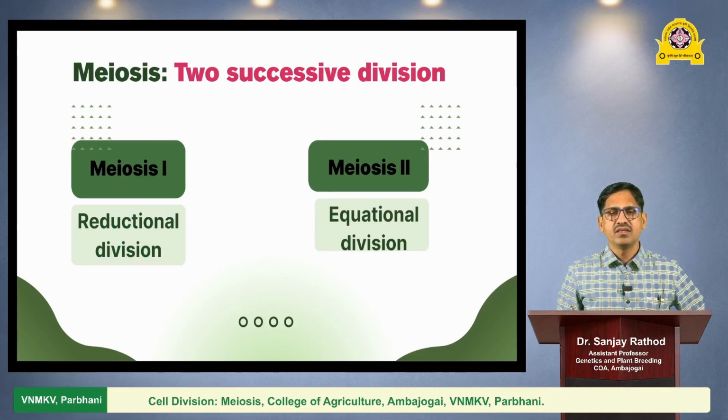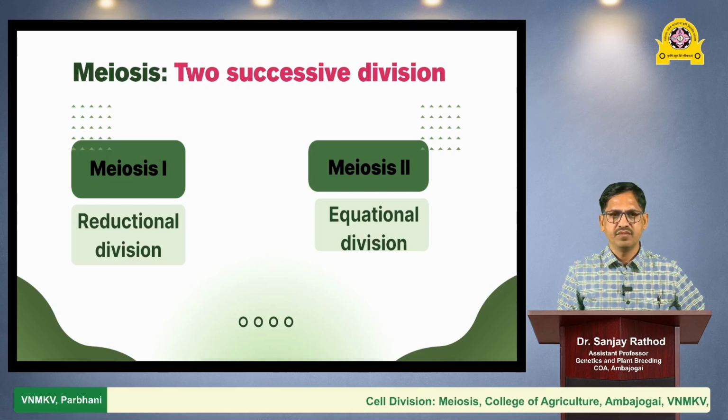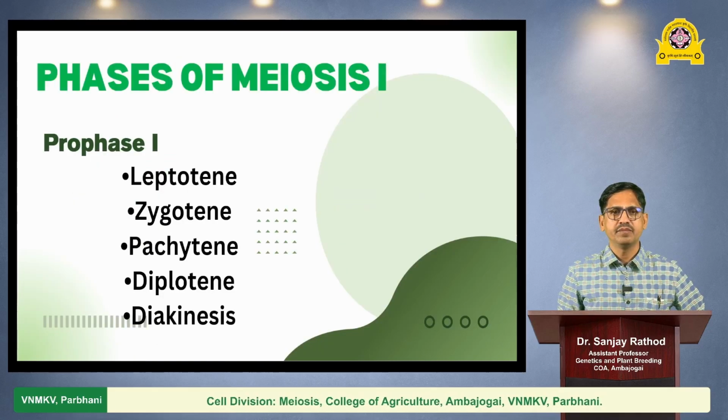In meiosis, 2 successive divisions take place. Number 1 is meiosis first and number 2 is meiosis second. What exactly happens in meiosis first? Meiosis first is also known as a reductional division, whereas meiosis second is known as an equational division. It means the reduction only takes place once, and in meiosis second only equation takes place.